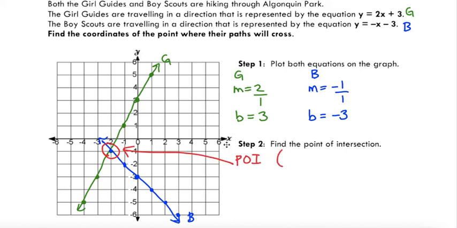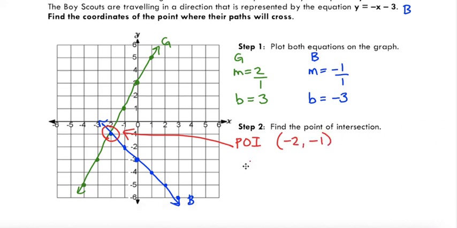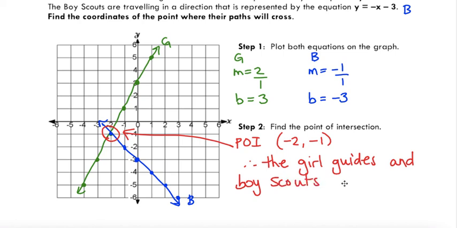It has the coordinate of negative 2, negative 1, so I can say that the Girl Guides and Boy Scouts will cross paths at negative 2, negative 1. I could have done my left side, right side check as well. We've done that a while in the previous ones, so this is sufficient for now.